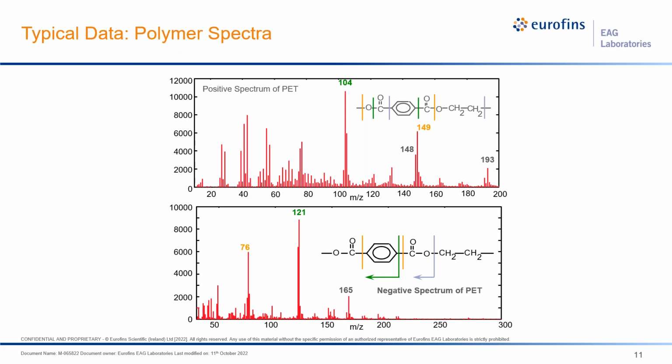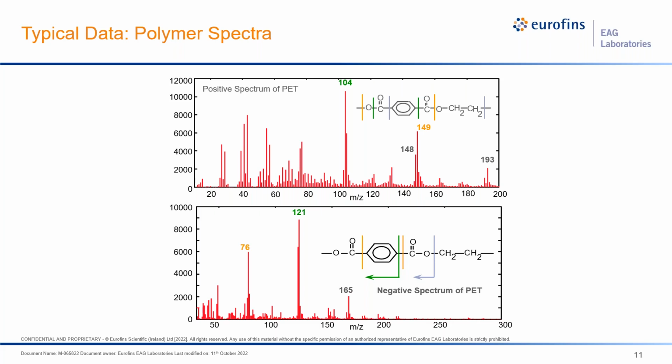And what we notice is major peaks appearing for the compound. So the polyethylene terephthalate gives us a peak at 104, which is the fragment between the 2 green bars, an aromatic ring and a carbonyl. There's also another major peak at 149, which would be between these two yellow bars, aromatic ring, carbonyl, carboxylate. And then the 193 is also useful because that is the entire monomer unit.